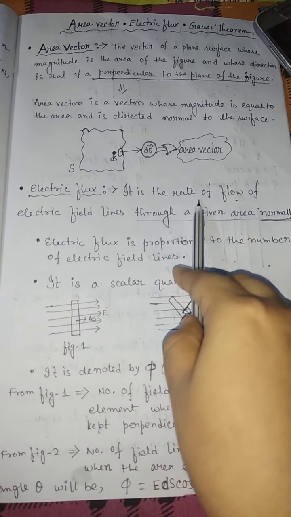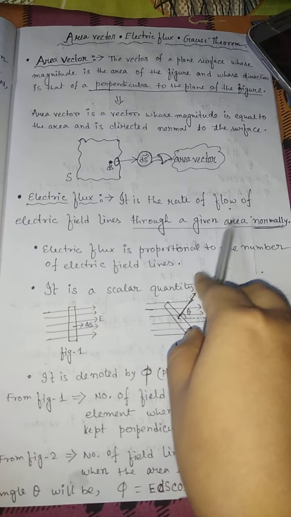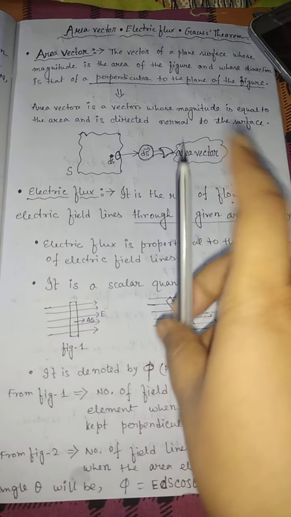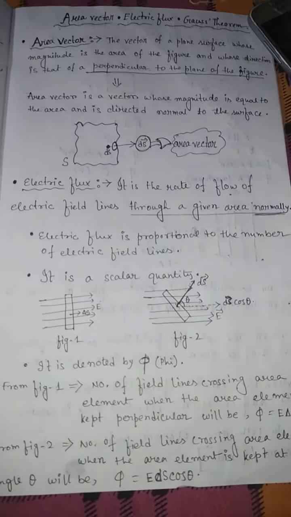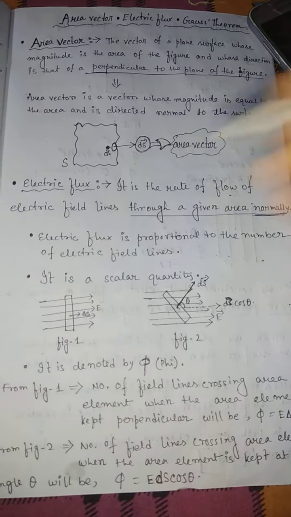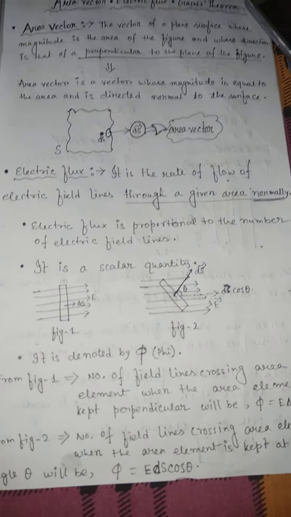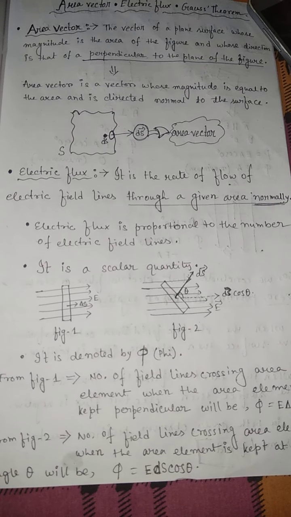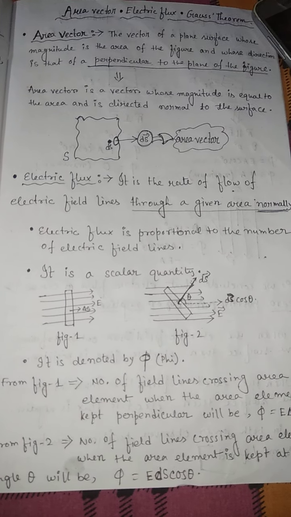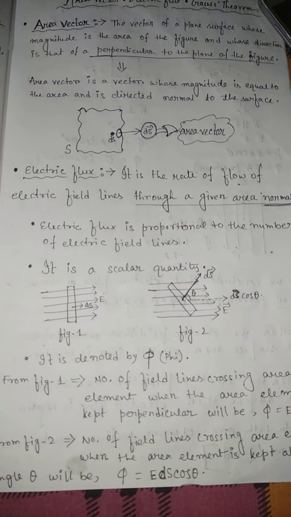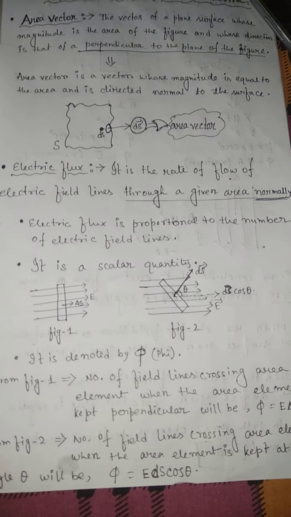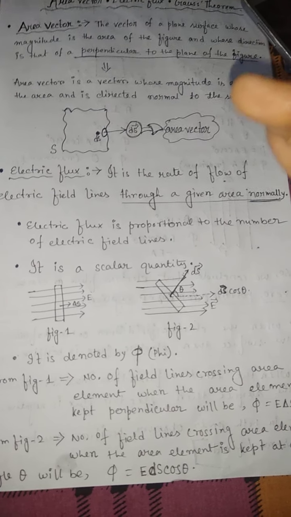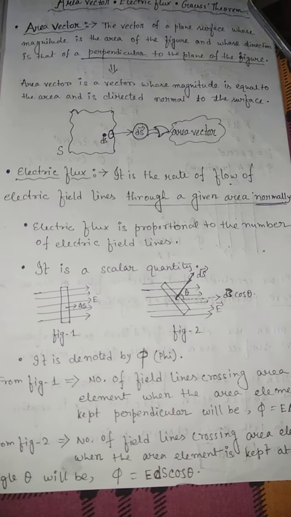So let's see its definition. It is the rate of flow of electric field lines through a given area normally. If we place any kind of area inside a uniform or non-uniform electric field, the number of electric field lines linked with the surface and passing through it normally or perpendicularly is called electric flux. Electric flux is proportional to the number of electric field lines. If the number of electric field lines is more, then the electric flux is more. If the number of electric field lines is less, then the electric flux is also less.